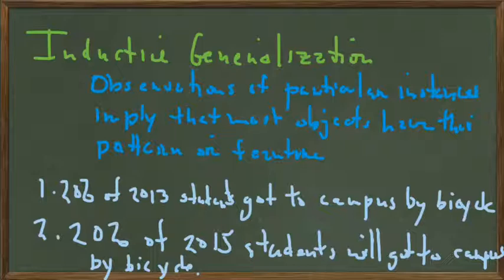So let's look at this example of a common type of inductive argument, the inductive generalization, that the particular instances imply that most objects have this particular characteristic or feature. So here would be an example of an inductive generalization. 20% of 2013 students got to campus by bicycle. So we can conclude that 20% of 2015 students will, we should say, likely get to campus by bicycle. If we put the word likely in, then we've made a valid inductive generalization.